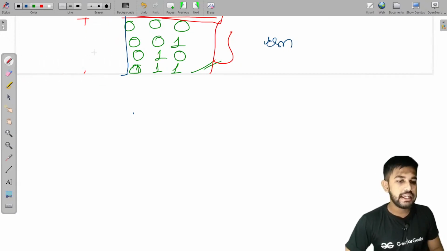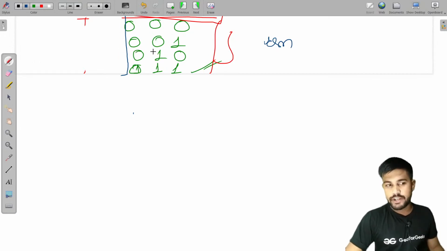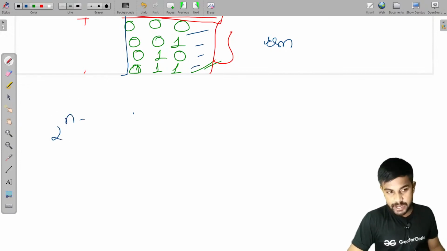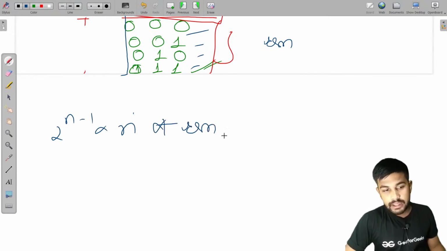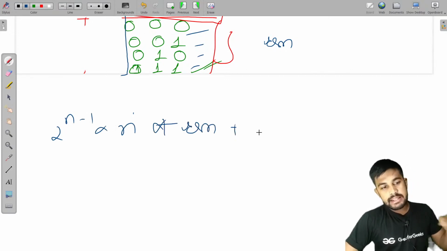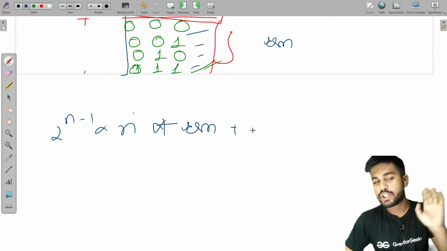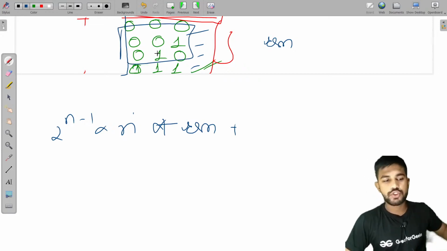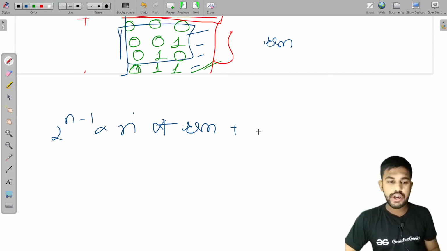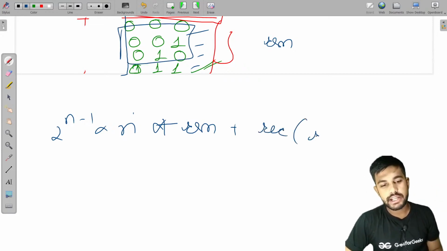Now we can see that again we can solve it for, this is 0, this is 1, this is 2, and this is 3. So what we can do is 2 to the power n minus 1 multiplied with n, and then add the remaining, and then again recursively put the solution. Why do we put the solution recursively? Because this is again the same as we have solved it previously. Okay, so again recursively the rest part.